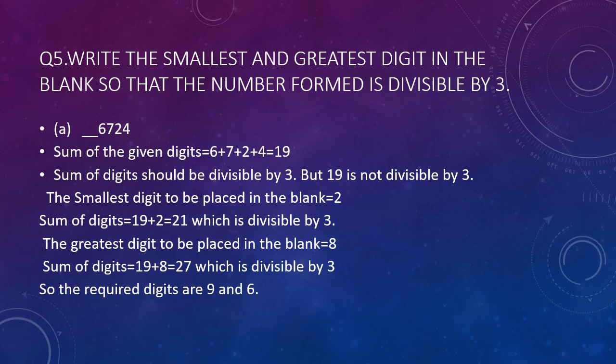The greatest digit to be placed in the blank is equal to 8. Then sum of digits is equal to 19 plus 8, that is 27, which is divisible by 3. So the required digits are 2 and 8.